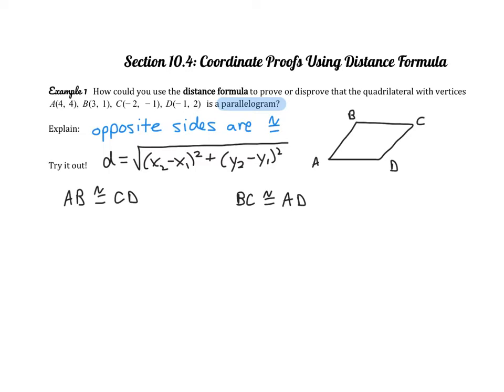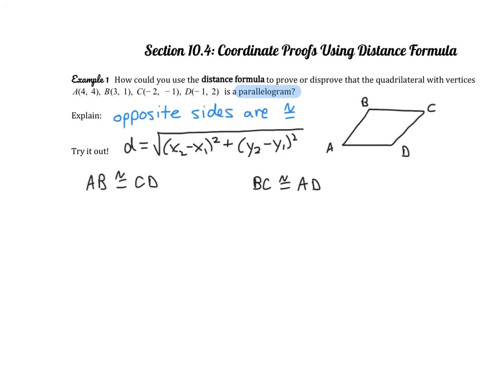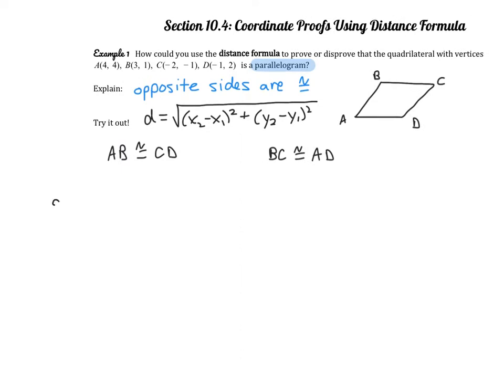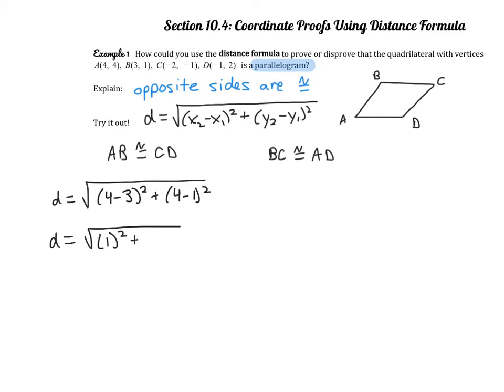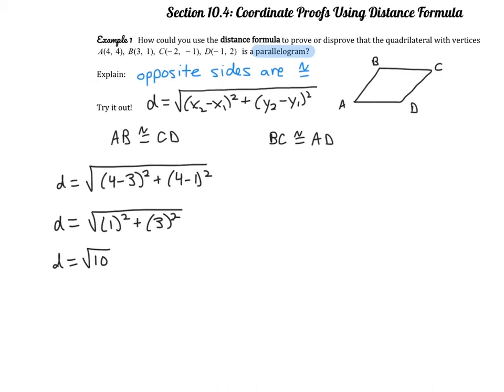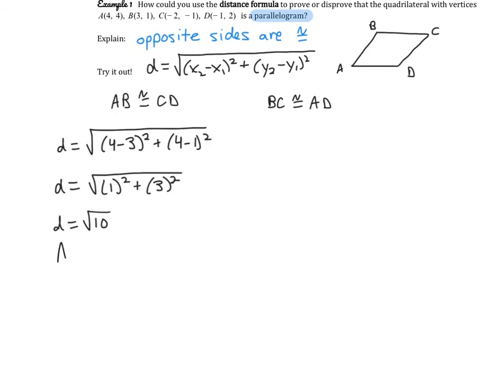So let's start by finding the length of segment AB. Okay, so if I'm using AB, we could do x2 minus x1, so let's say 4 minus 3 squared plus y2 minus y1, 4 minus 1 squared. And then we're going to simplify from here. So this gives us 1 squared plus 3 squared. So this ends up being the square root of 10. Okay, so that's the length of AB.